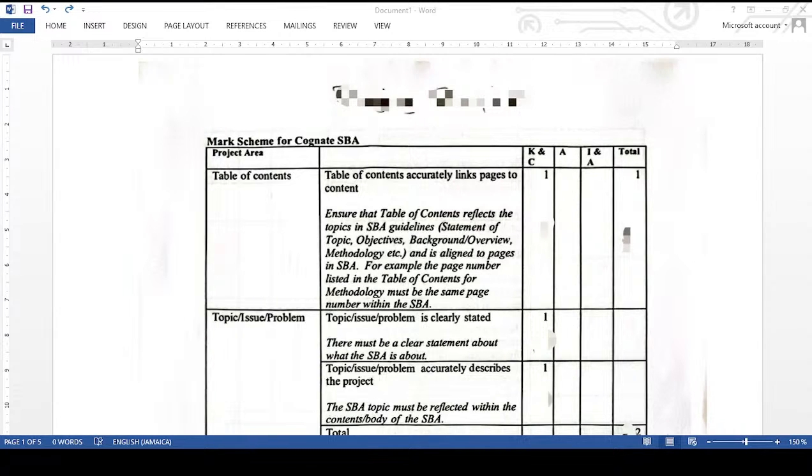All right, everyone. So I just thought that I would jump on here just for a little bit to talk about the Business Cognate SBA.